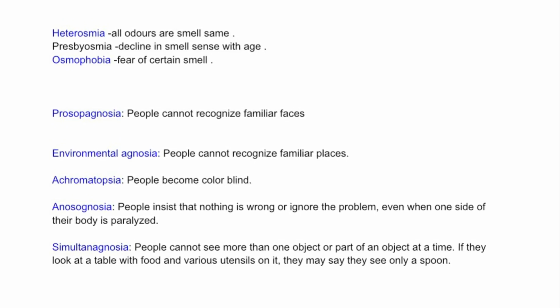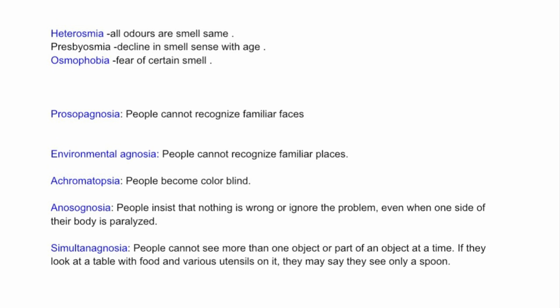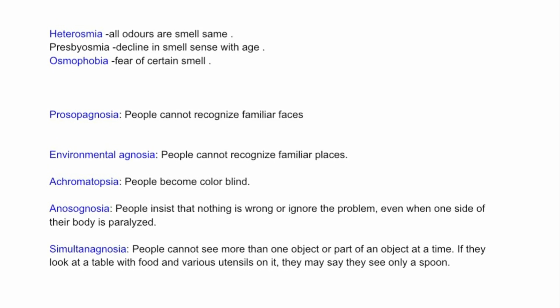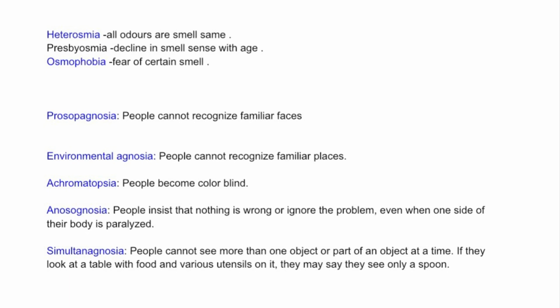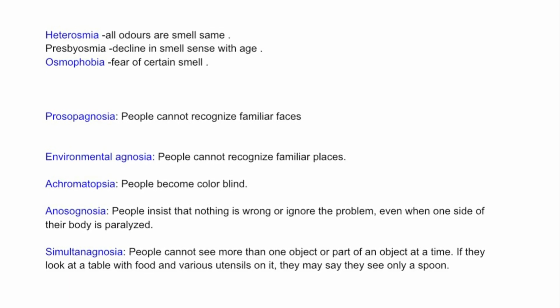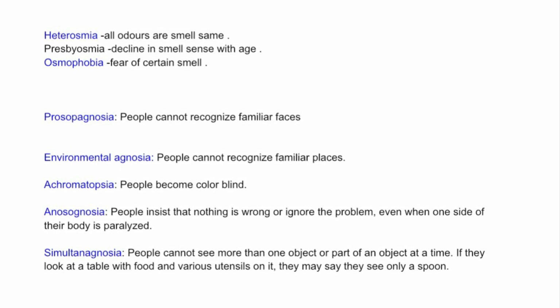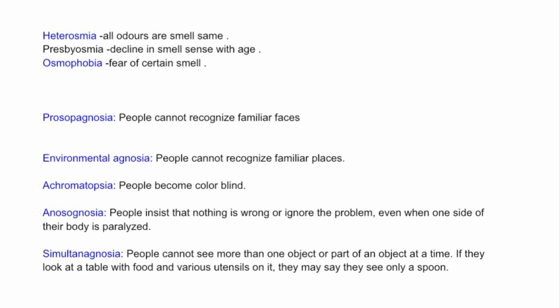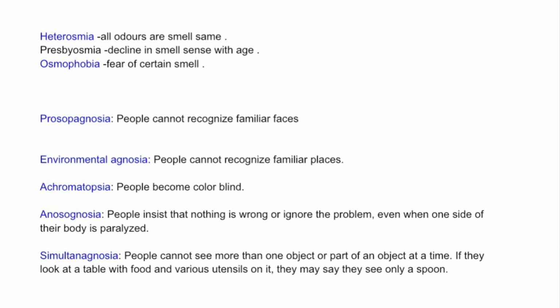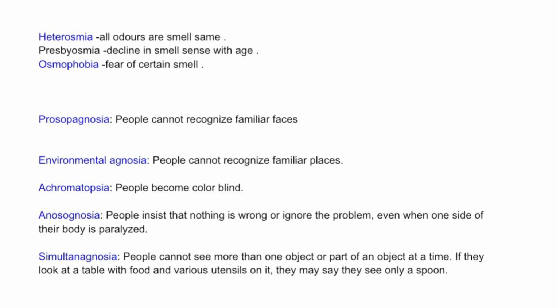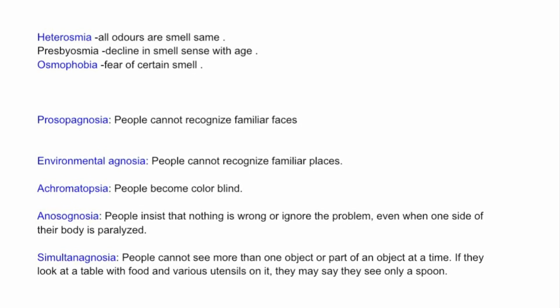Anosognosia means people insist that nothing is wrong or ignore the problem, even though one side of their body is paralyzed. Simultaneous agnosia: people cannot see more than one object or part of an object at a time. If they look at a table with food and various utensils on it, they may say they see only a spoon. That is called simultaneous agnosia.